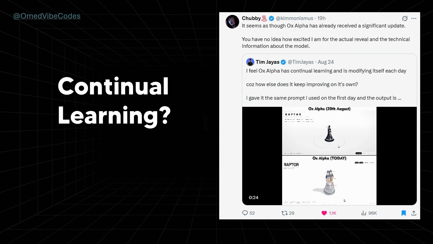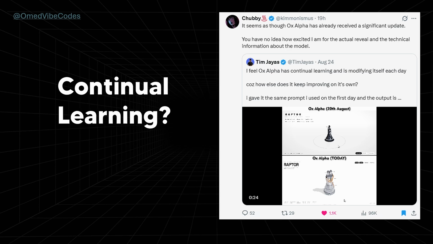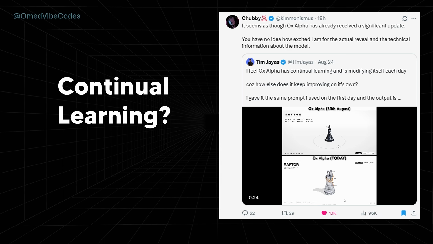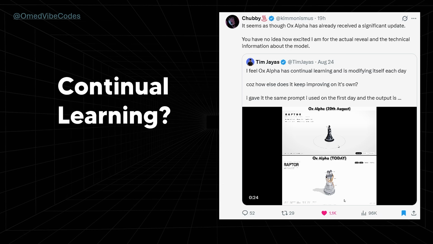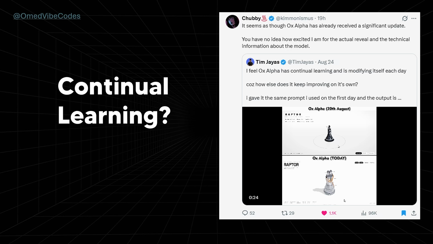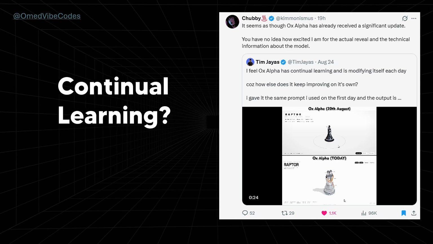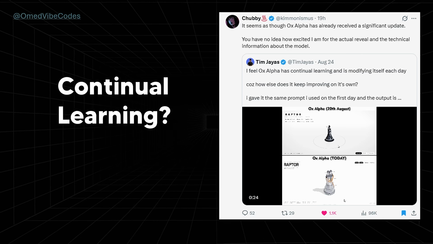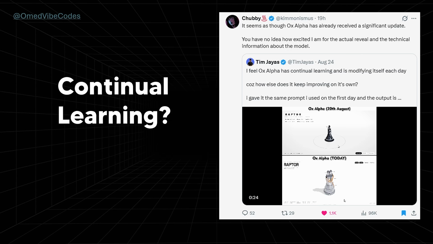But of course, it wouldn't surprise me if AI surprises me, because continual learning is something that these frontier labs are working on. So if OX Alpha is some continual learning model by a different AI lab, that would surprise me, because I do think at this point that it is GLM. But the continual learning thing would definitely be very surprising, because I don't think LLM models do really change.